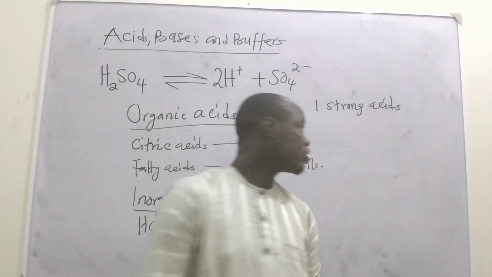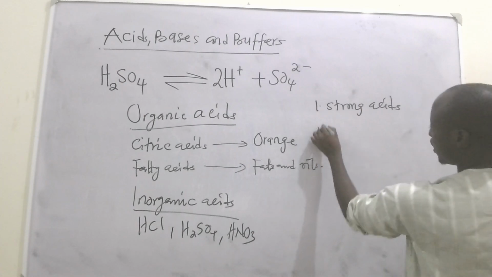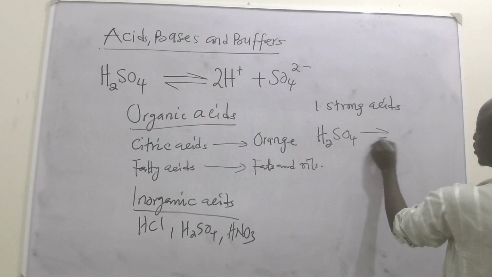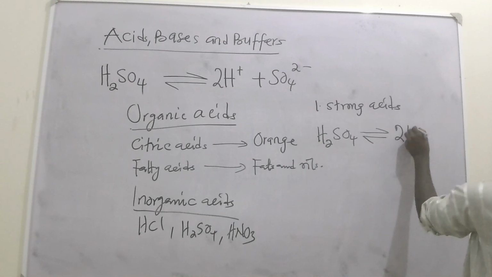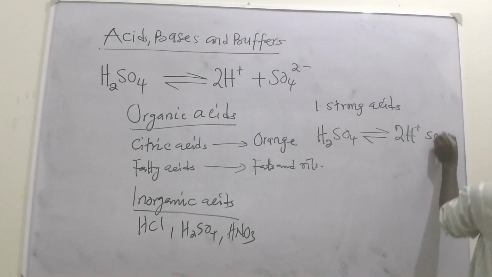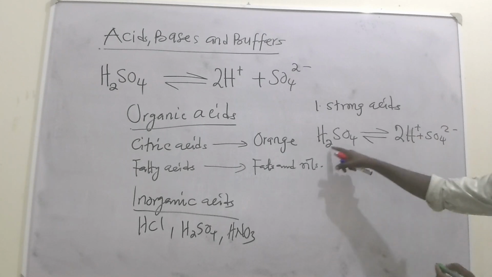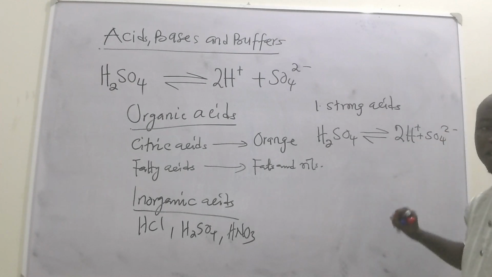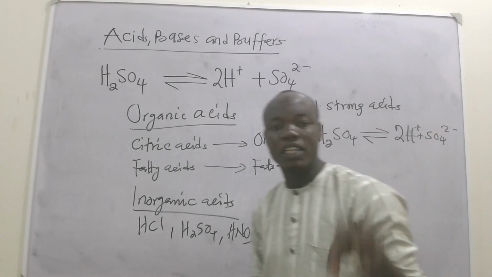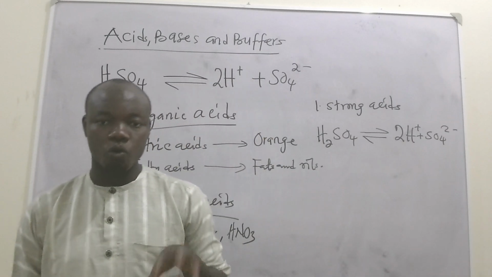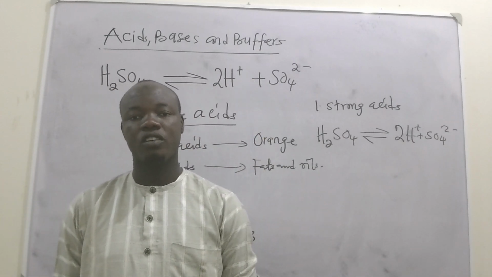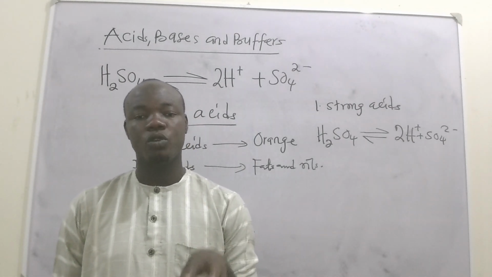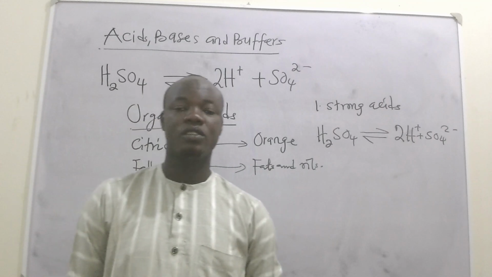An example of a strong acid is H2SO4, which is completely ionized to generate hydrogen ion. You see here we have two atoms of hydrogen, and it is completely ionized. So any acid that completely ionizes in water is called a strong acid. And we have weak acids, which are acids that partially ionize in water.